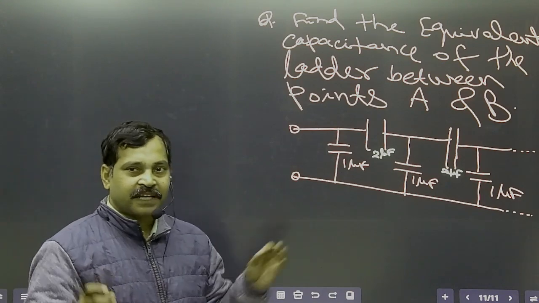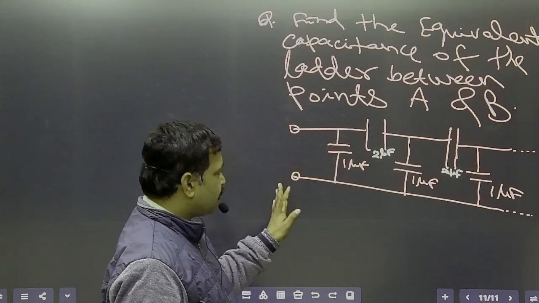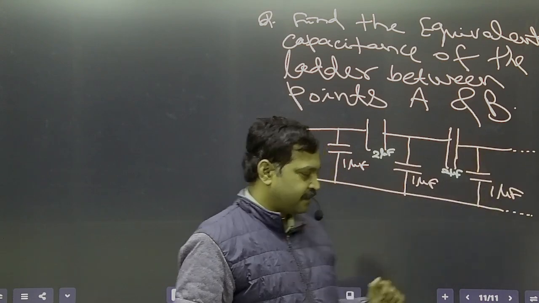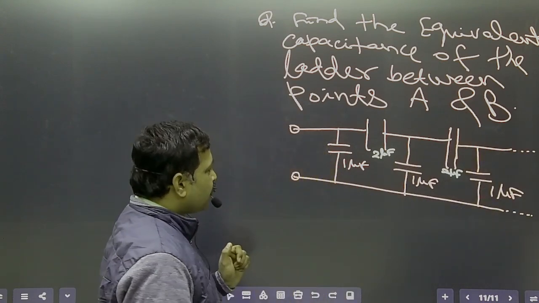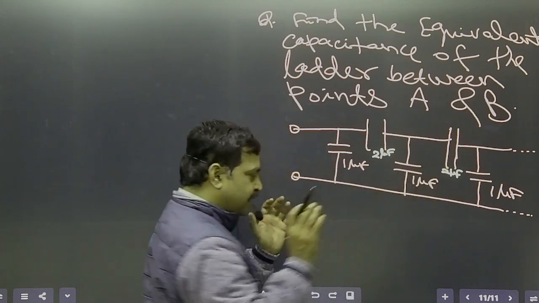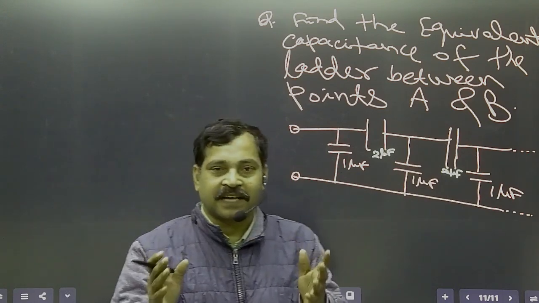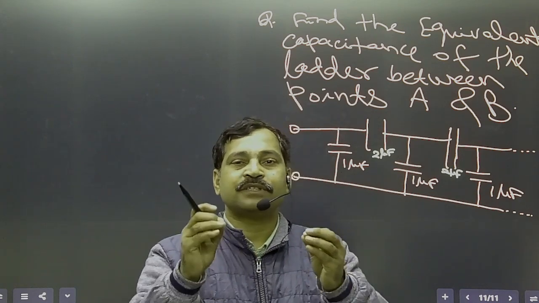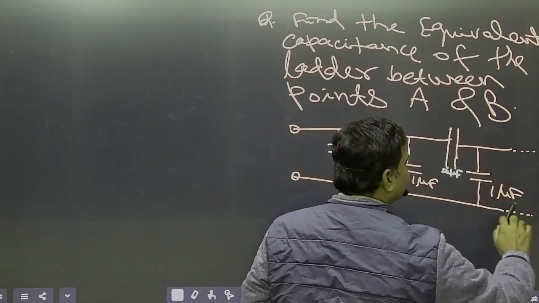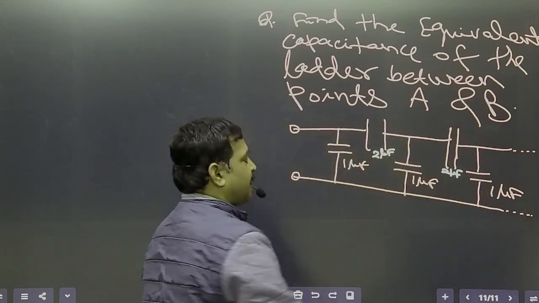Normally in this type of question, you can visualize that an infinite number of capacitors are connected. So if we consider any section of this type of arrangement, then the equivalent capacitance is not going to change, because we can add an infinite number of similar sections in this diagram.